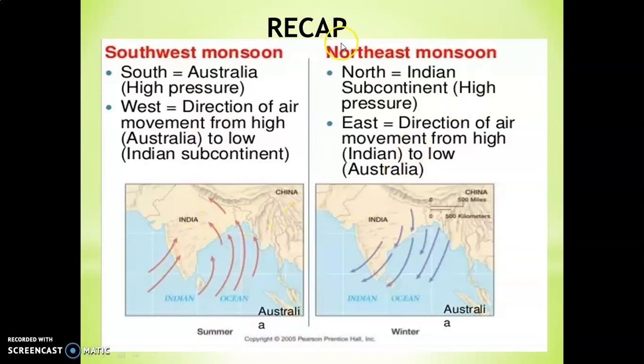Next is northeast monsoon. In the north there is high pressure, especially in the Indian subcontinent, and in the south there is low pressure. So wind blows from high pressure to low pressure, from land to sea.